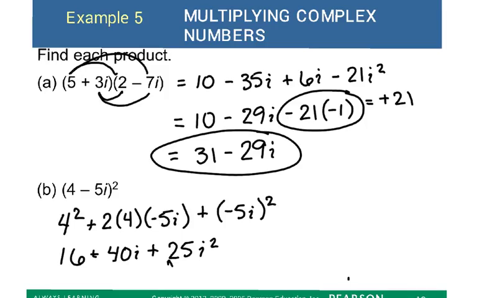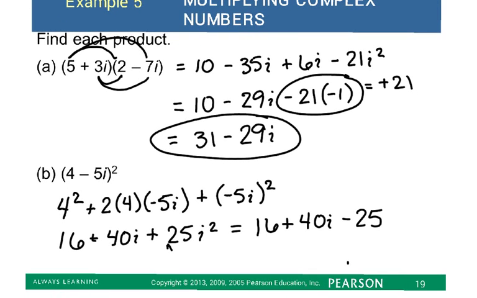But that i squared is -1, so it's going to change it back to a negative anyway. So we end up with 16 plus 40i minus 25. And then the last step is to combine together our 16 and our -25. And that ends up being -9 minus 40i. And there's our solution.